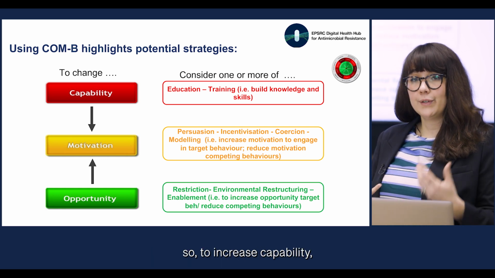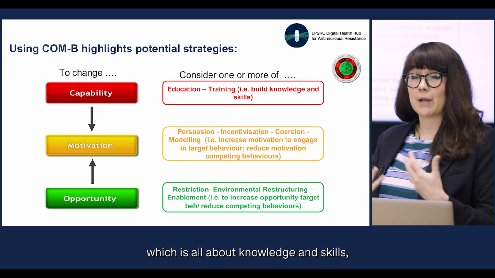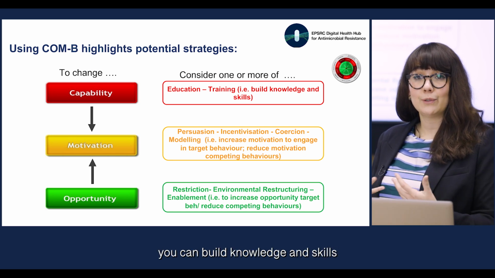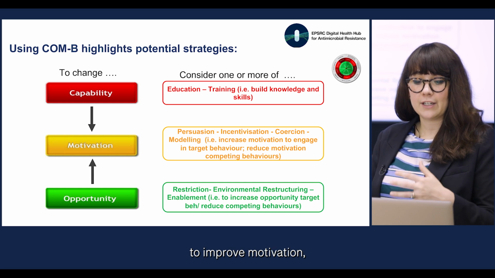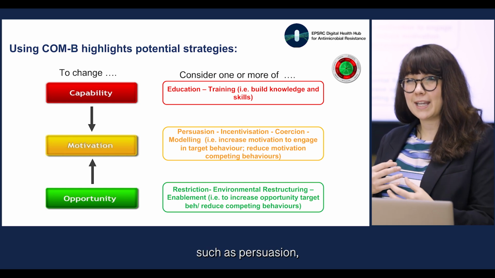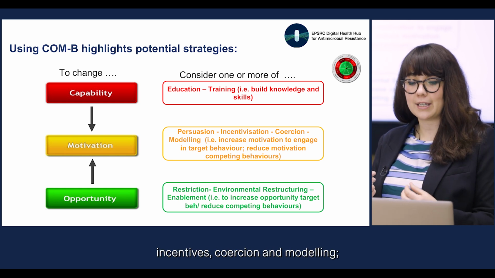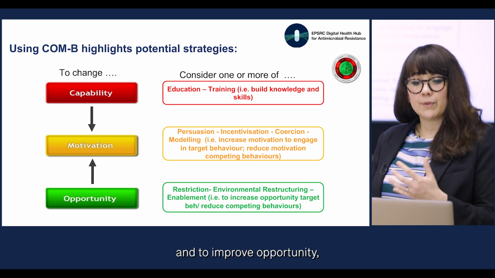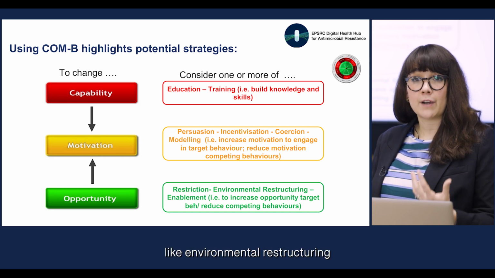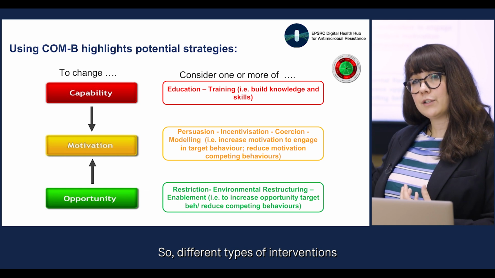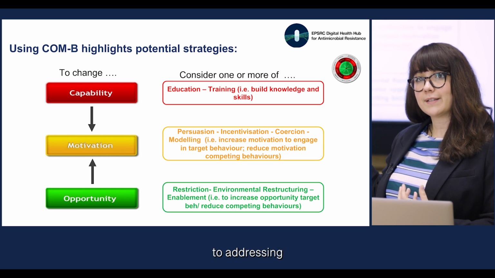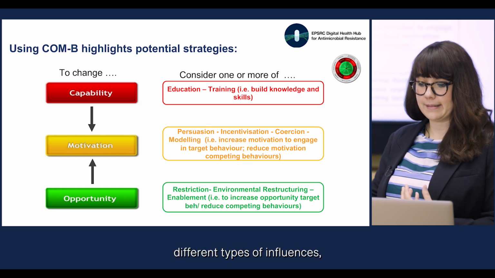So to increase capability, which is all about knowledge and skills, you can build knowledge and skills through education and training. To improve motivation, you can use things such as persuasion, incentives, coercion, and modeling. And to improve opportunity, you can use things like environmental restructuring and enablement. So different types of interventions are better fit to addressing different types of influences.